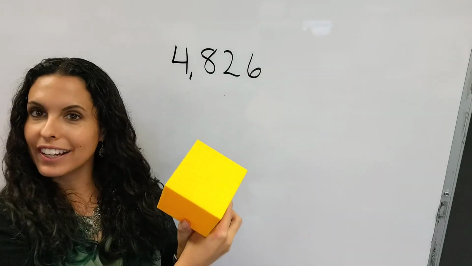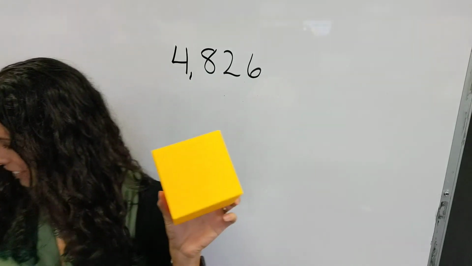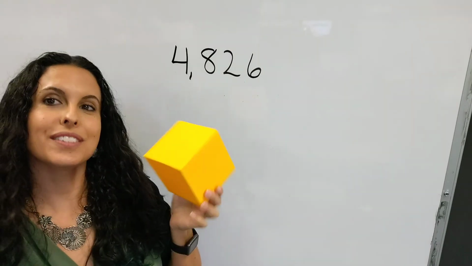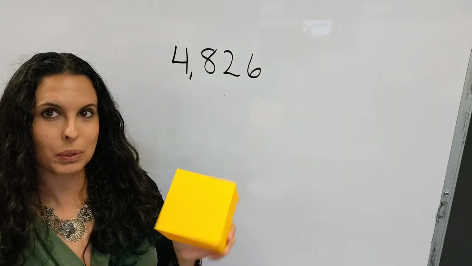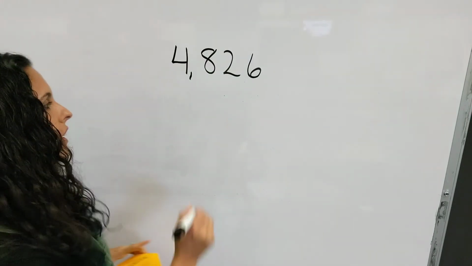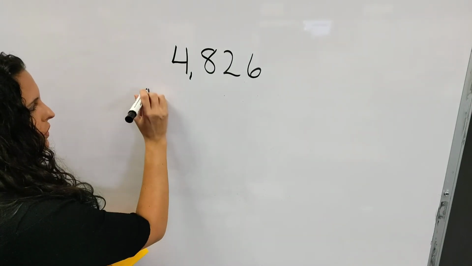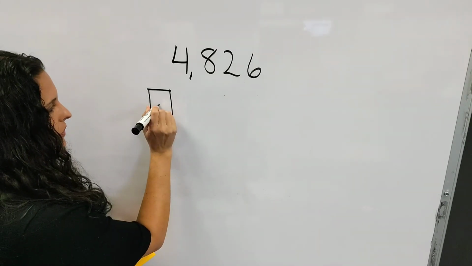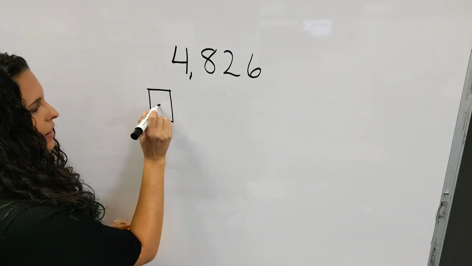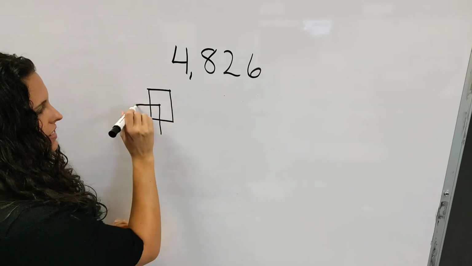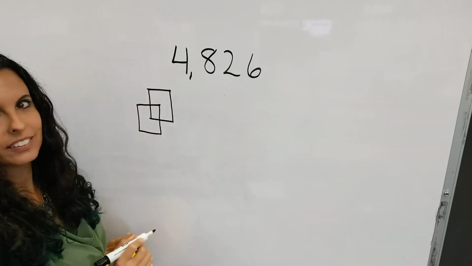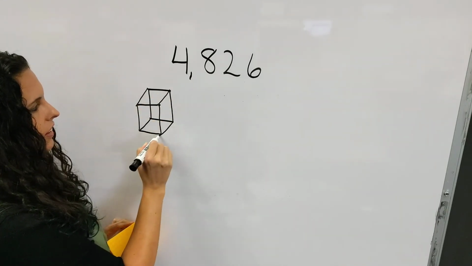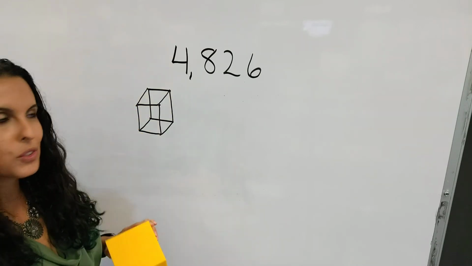Now, I do not have a lot of these, and you don't have them at home, so to symbolize the thousands cube, you're going to draw a cube. Start with a square. Then put a dot in the middle, and come off of that dot like this and build another square. Then you want to connect your corners, and there's your cube. So that's your 3D cube.